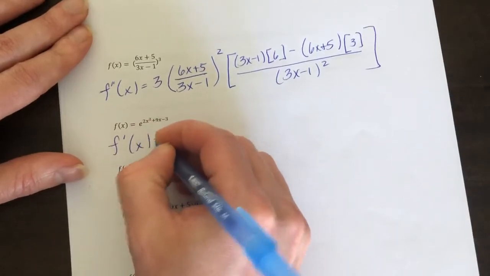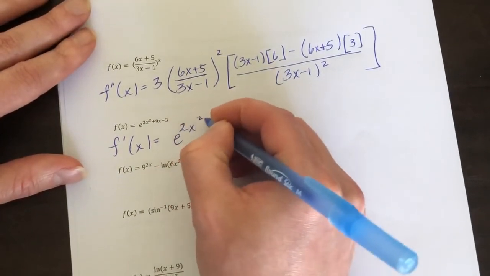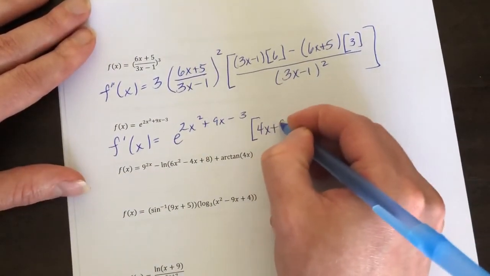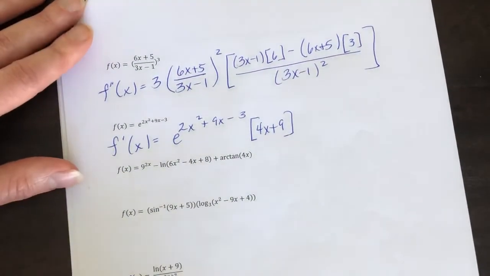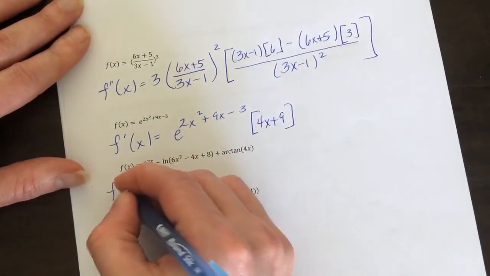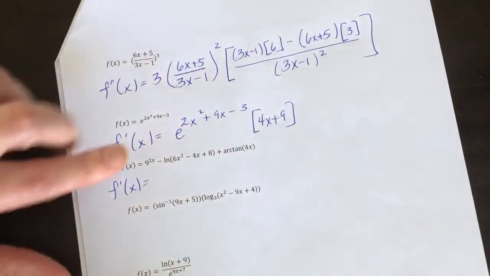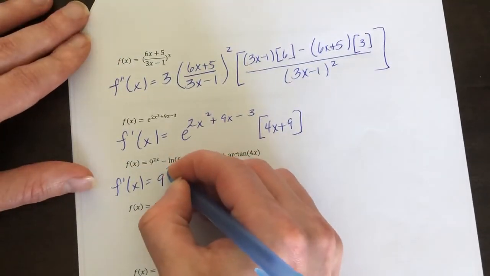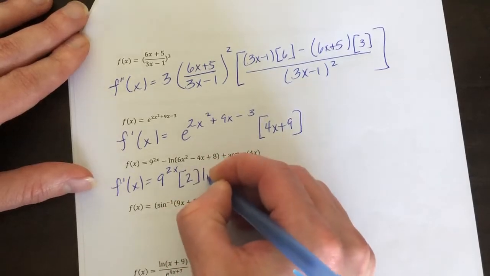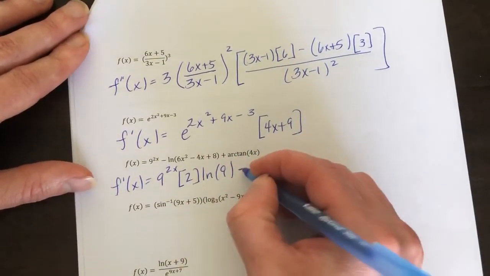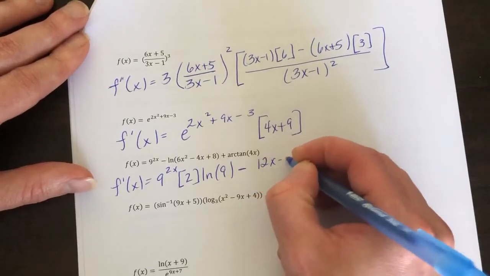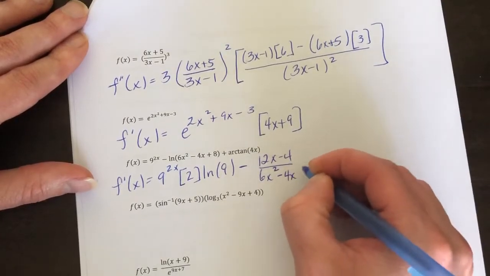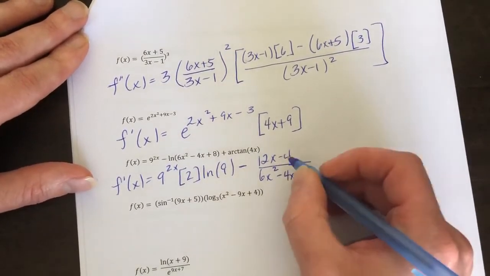Derivative of e to a power is e to the u du, so we write it, and then we take the derivative of the exponent, which is 4x plus 9. Next one. Derivative of a number raised to an x power is a to the u du natural log of a. Derivative of natural log is du over u, so it's going to be 12x minus 4 over the original.